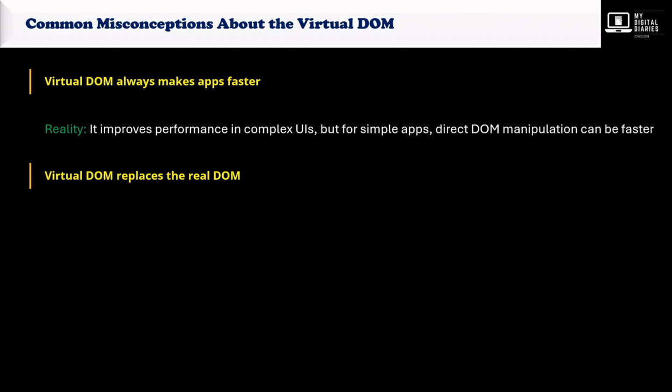The second one is that virtual DOM replaces the real DOM. Many beginners think that if I am using React, the real DOM is no longer used. This is completely wrong. Virtual DOM is just an abstraction layer. The real DOM is still updated. You can say in simple language, virtual DOM is the brain and real DOM is the body. React thinks in a virtual DOM, calculates the changes, and finally updates the real DOM. So without a real DOM, nothing will display on the screen. Virtual DOM never replaces it. It only optimizes how it is updated. So the reality is the virtual DOM is just an abstraction layer. The real DOM is still updated.